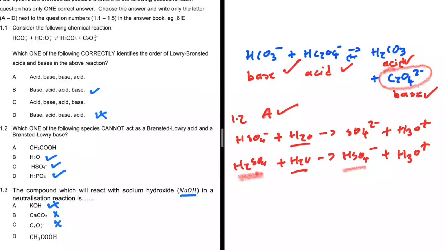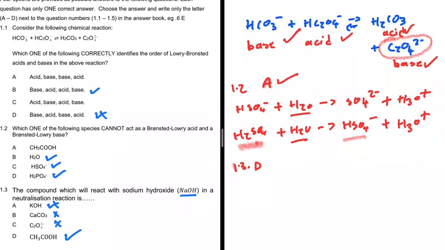1.3, we have ethanoic acid. So this is our answer. The answer to question 1.3 is A. Not A, but D. It's D. It is ethanoic acid because we have a base in NaOH and then we have an acid in CH3COOH. So clearly, this is going to be a neutralization reaction because it is a reaction between an acid and a base. Right, that is 1.3.